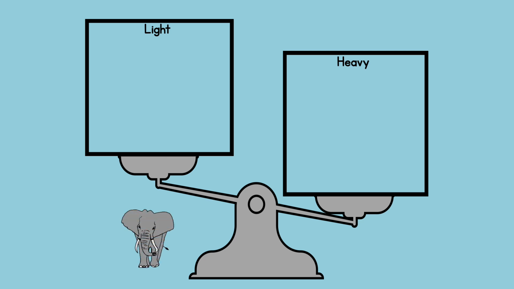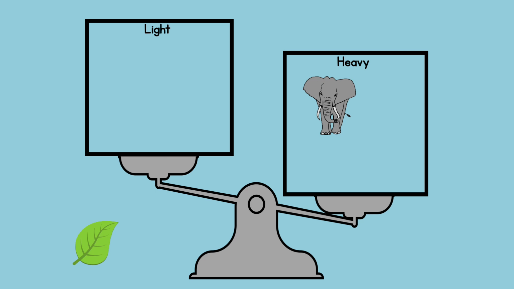We have elephant here. Is elephant heavy or light? Well done. The elephant is heavy. So it's going to go to the heavy side. And the heavy side is down. Let's have a look at the next object.